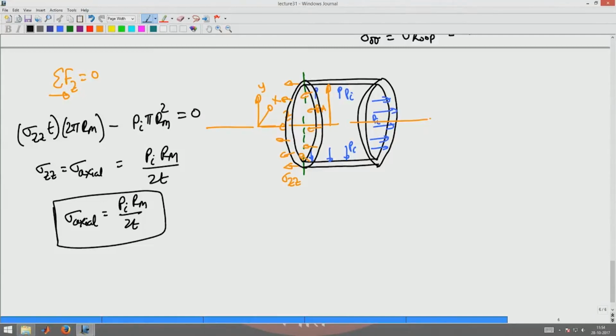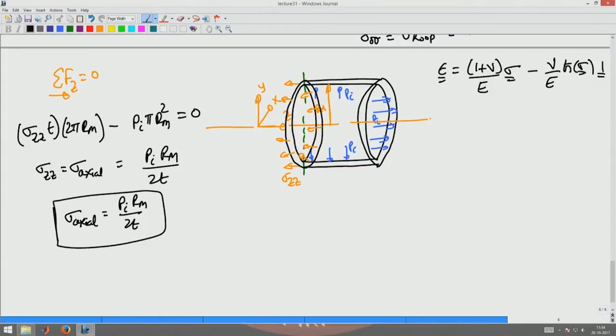Displacement means I have to estimate the strain. You know that strain is given by the constitutive equation for strain in terms of stress, which is (1 plus mu) by E sigma minus mu by E trace of sigma identity. Then you have to find out what this sigma is and what this epsilon is in terms of the displacement field. Now, sigma we have found: there is a hoop or circumferential stress, and an axial or sigma ZZ stress.